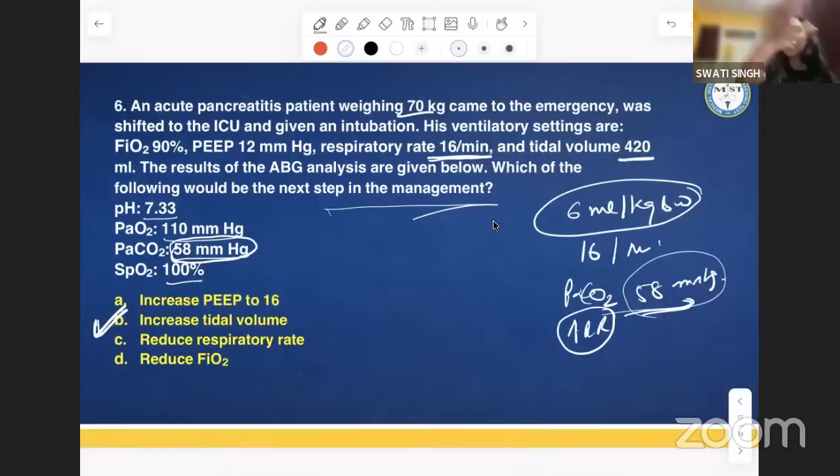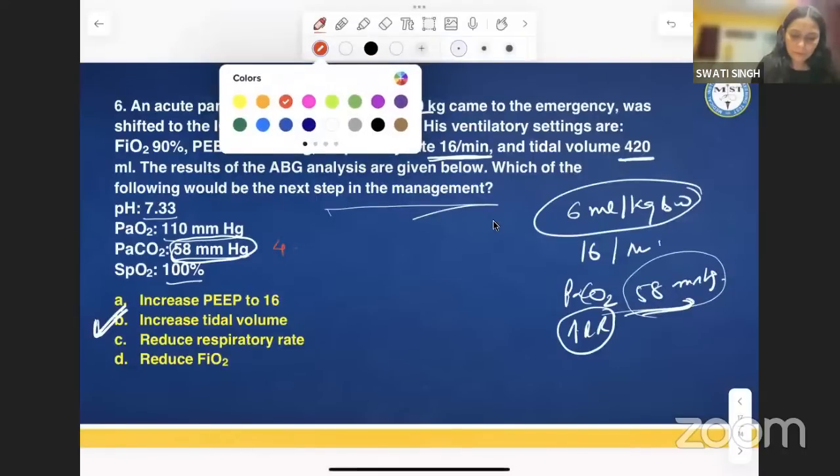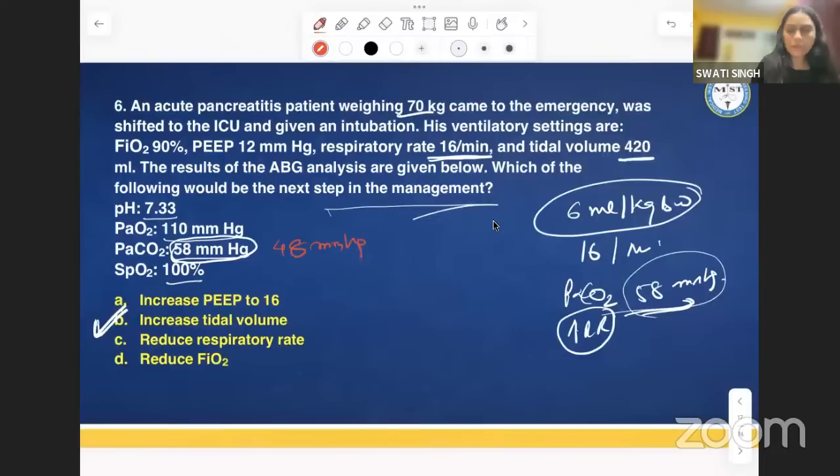Yes, wonderful. Okay, I change the question. I now make the PaCO2 48 mm of Hg, near normal. What would be the thing you will now alter? Same options. So now I want the answer. I have changed the question. I have made the PaCO2 normal, near normal. So what will you do now? Yes, anyone?